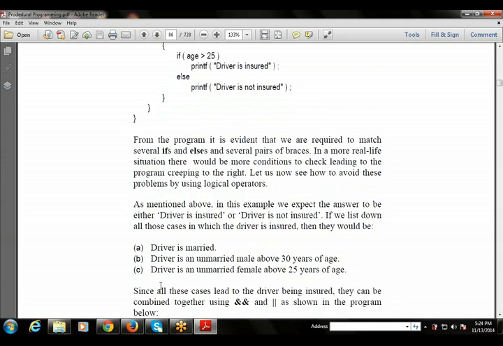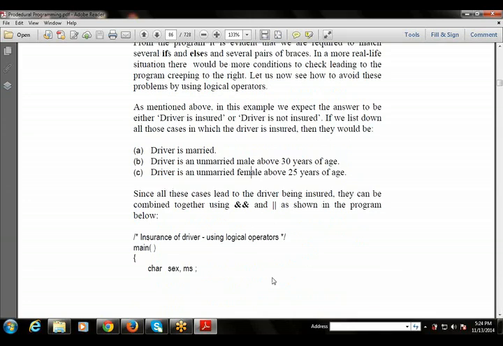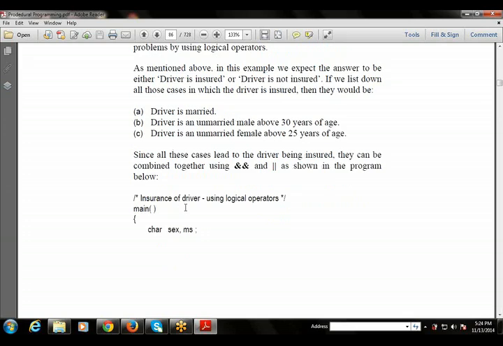As mentioned above, in this example we expect the answer to be either driver is insured or driver is not insured. If we list down all the cases, these will be: driver is married, driver is unmarried, male above 30, unmarried female above 25. Since all these cases lead to the driver being insured, they can be combined together, as shown in the program below. This is the insurance of the driver using the logical operators. It uses the main function and the char variables sex and ms.